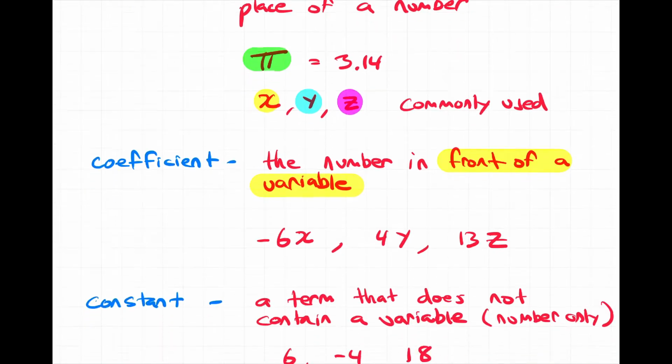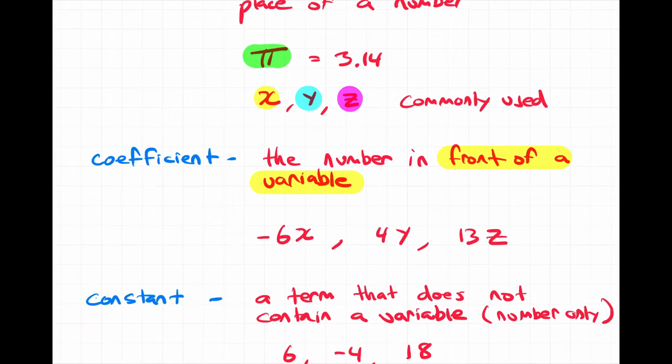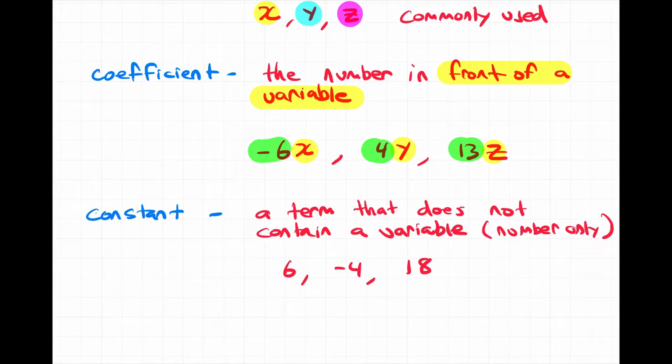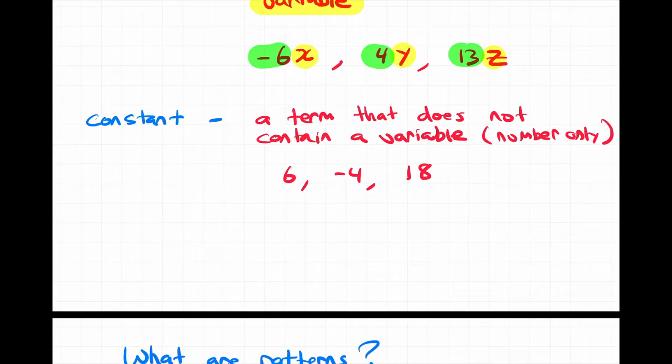So when I look down here, you can see I have some examples that illustrate this. I have these variables, and in front of those variables are some numbers, and those numbers are called the coefficients. And like I said up above, constant is just a number, so that is not attached to a variable.